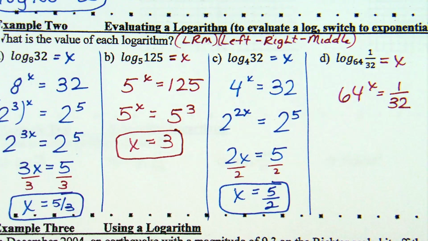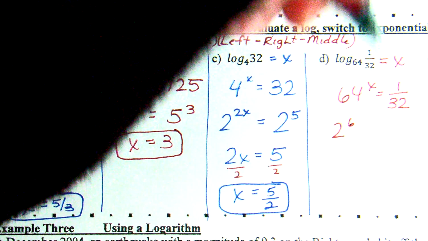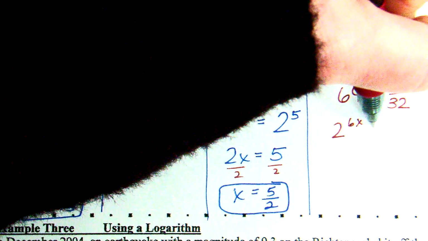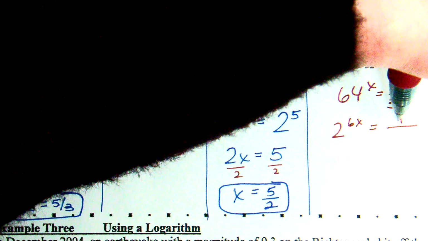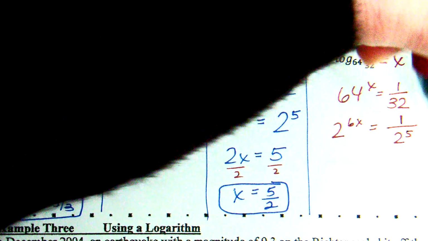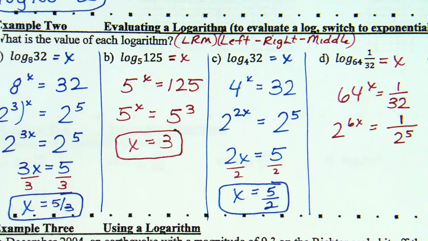So let's rewrite with these powers. 64 is 2 to the 6. So if it's 64 to the x, this is 2 to the 6x. 1 over 32. This is going to be 1 over 2 to the 5th. I'm oh so close, but not quite there. Because what I need is just a plain old base of 2 on both sides. No fractions allowed. So I need it to be 2 to some power equals 2 to some power.